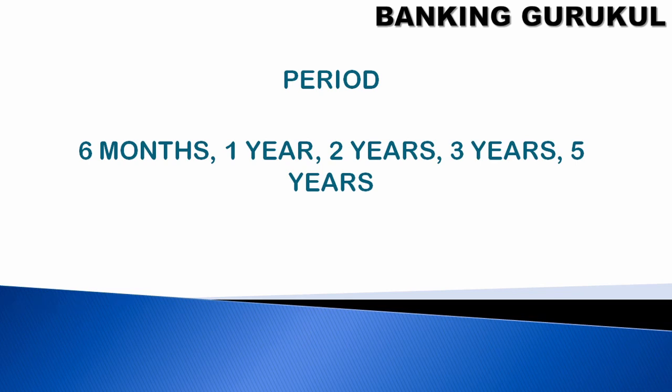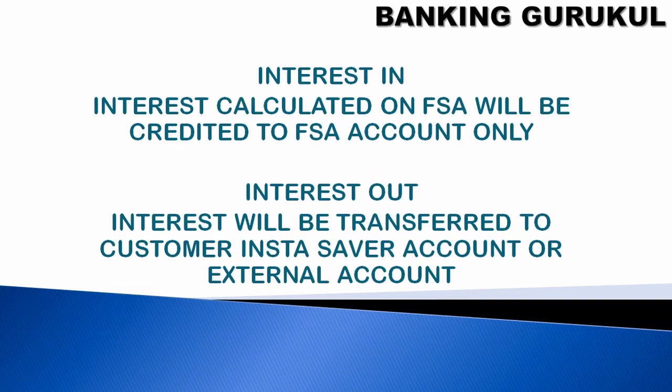So what are the periods available for a fixed saver account? 6 months, 1 year, 2 years, 3 years, and 5 years periods are available for a fixed saver account.